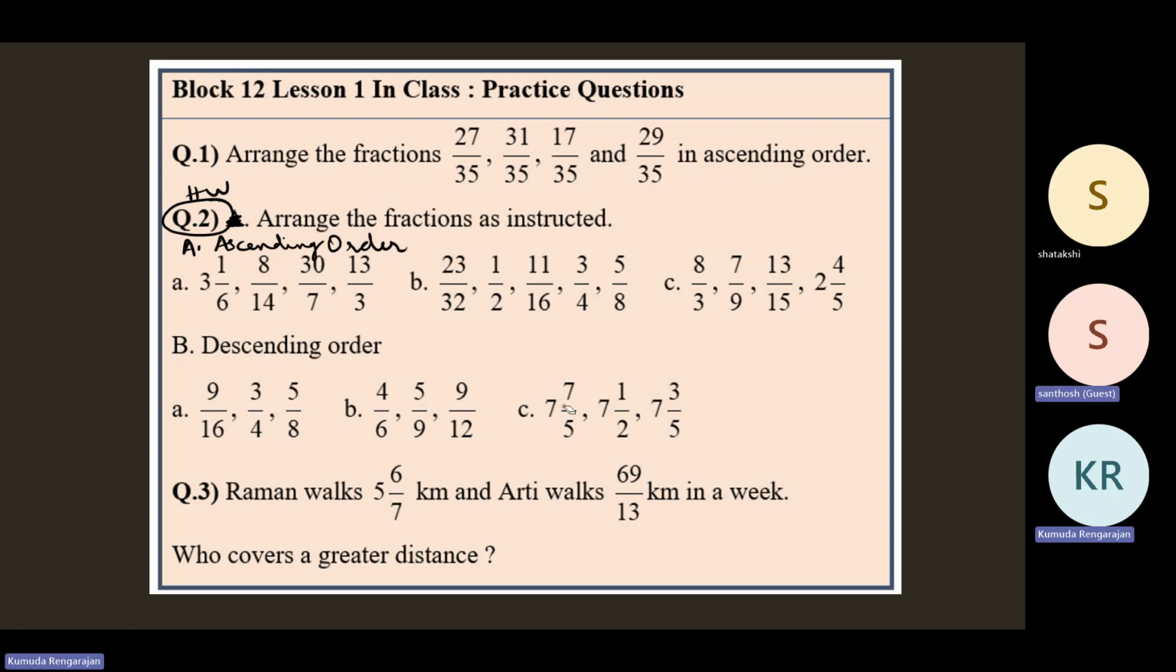In a mixed fraction, the first part is the whole number part. The second part will be a proper fraction. It cannot be an improper fraction. That's why I asked you. So this question is wrong. 5 by 7.